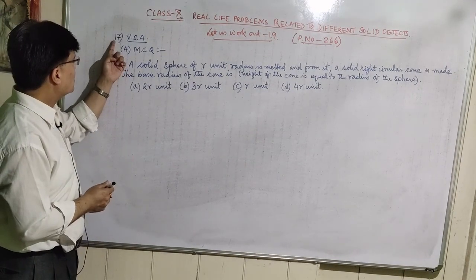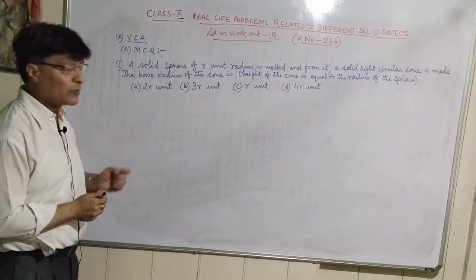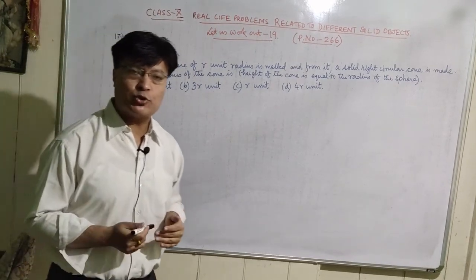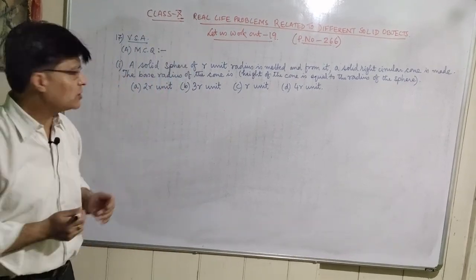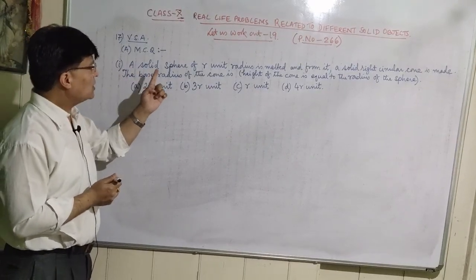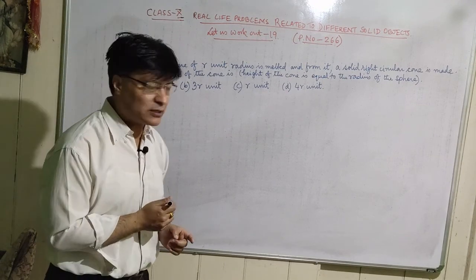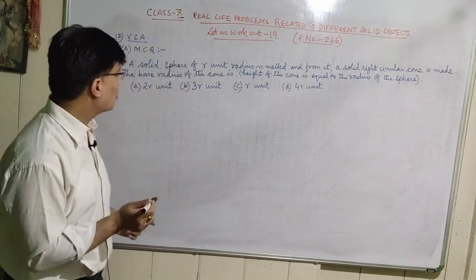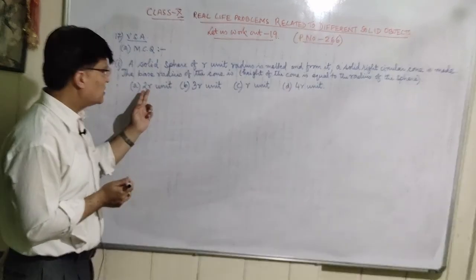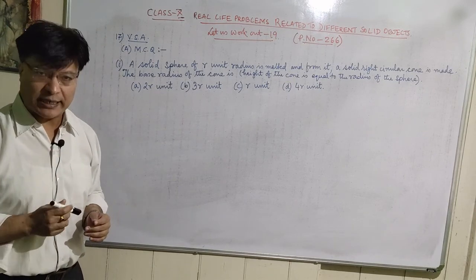So this is question number 17, VSA, that means very short answer type question. And this is a multiple choice question, MCQ, that is you have to choose the correct option in this case. So question number 1 is, a solid sphere of R unit radius is melted and from it a solid right circular cone is made, and the base radius of the cone is A, B, C and D. Which is the correct option? You have to check it.